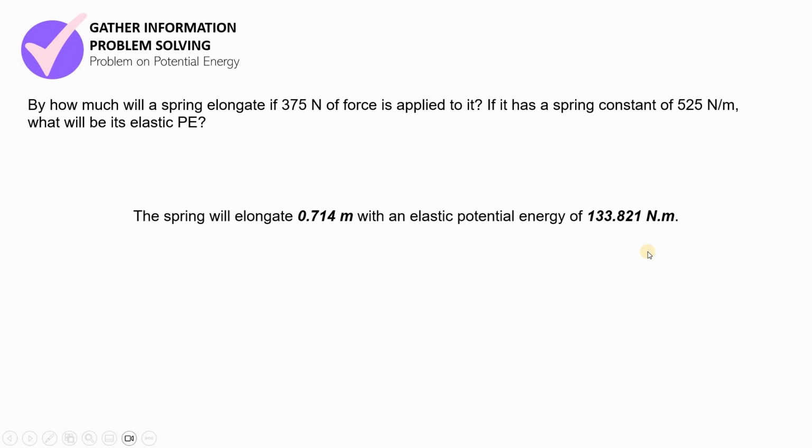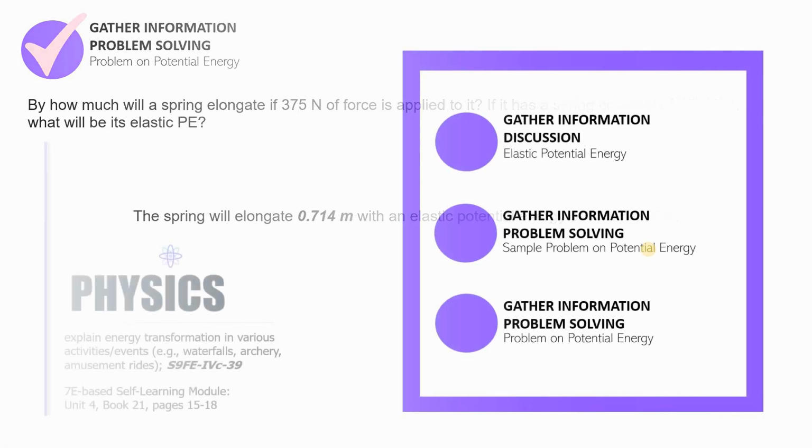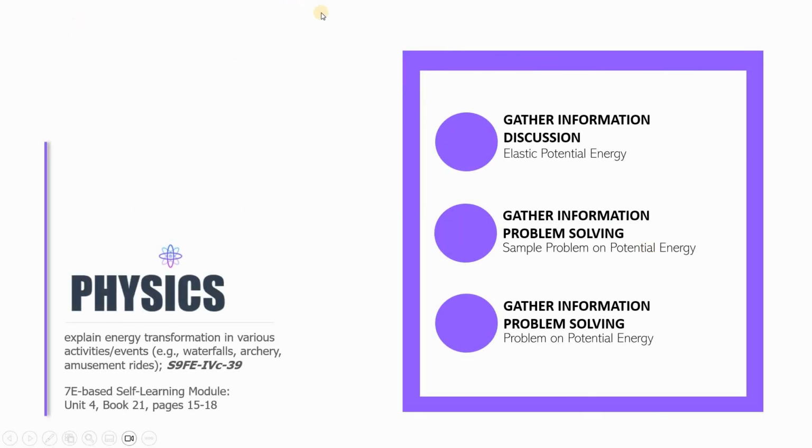Alright, so I hope that you learned so much about elastic potential energy, and I understand it's actually a lot more complicated than gravitational potential energy. But I am hoping that with this video lesson, you have started to understand the concept of springs and rubber bands in terms of their elastic potential energy. And that you have a basic understanding of how to solve problems related to elastic potential energy through the guided sample problem solving and the independent problem solving activities that we did in this session.